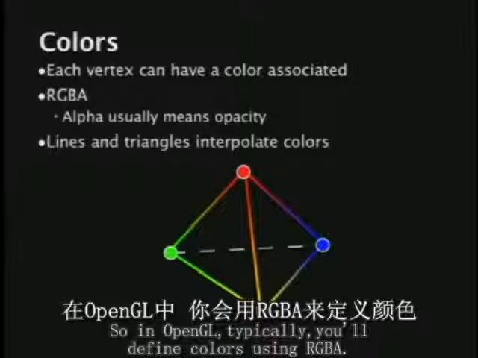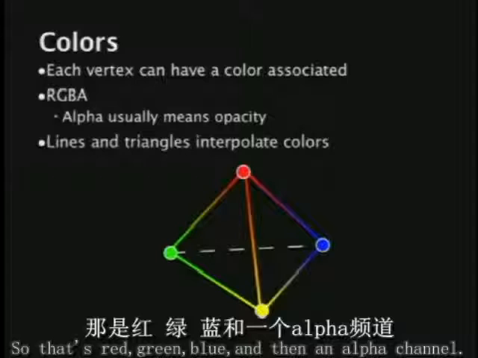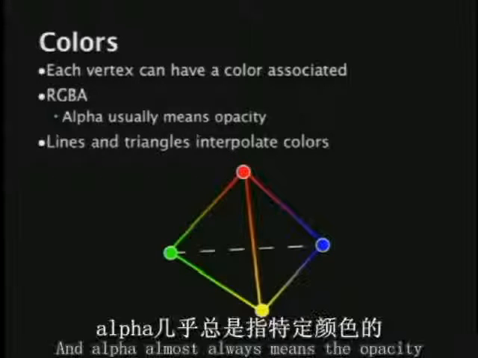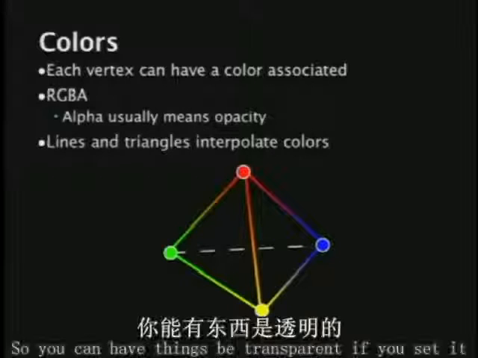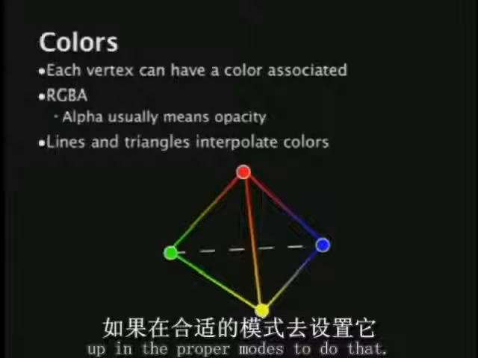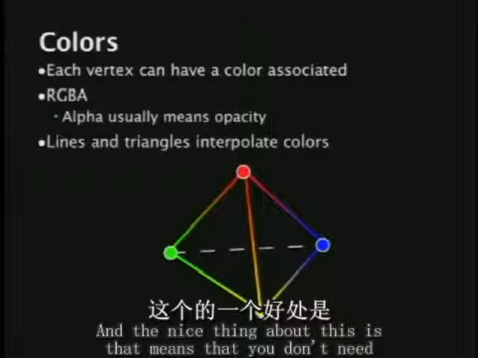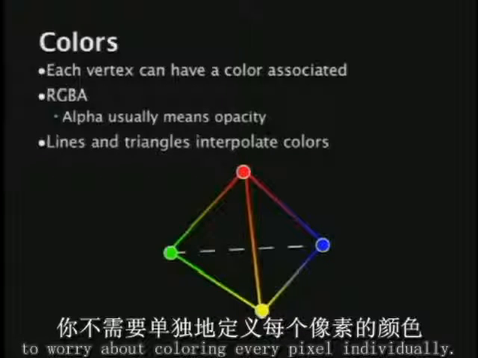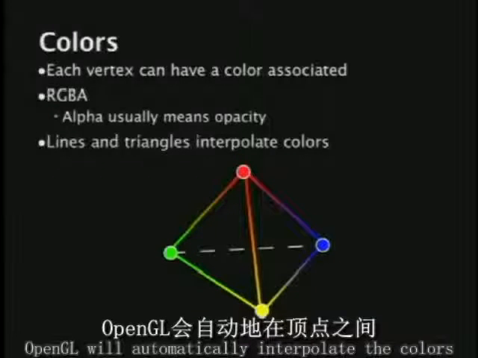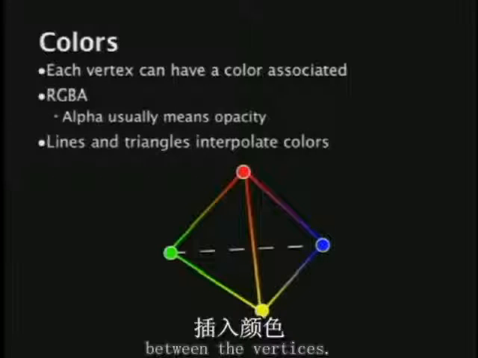The way that you do this is you give OpenGL a list of vertices, and it runs those vertices through the current transformation that you've defined. Along with these vertices, you can also throw in colors associated with each of them that will determine the color of the pixel that gets rendered when it finally does the rasterization step. In OpenGL, typically you'll define colors using RGBA. So that's red, green, blue, and then an alpha channel. And alpha almost always means the opacity of that particular color. So you can have things be transparent if you set it up in the proper modes to do that. The nice thing about this is that you don't need to worry about coloring every pixel individually. OpenGL will automatically interpolate the colors between the vertices.